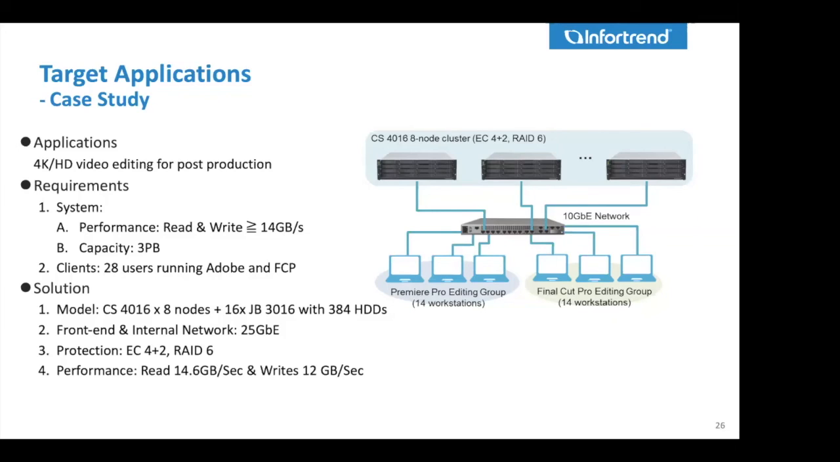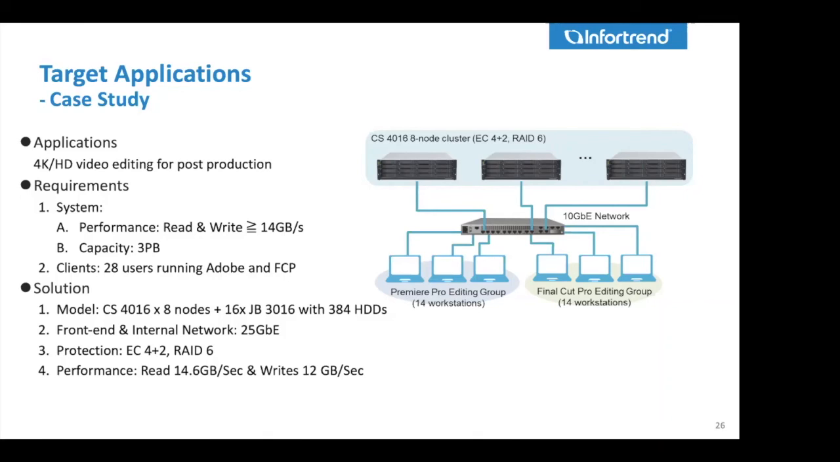And then they have their 2000 series, which is their lower performing system, which is targeted at that kind of large bit bucket archive, active archive type market. So for this one, they were using the 4016, which is their higher performing 16 bay 3U, had 8 nodes. Each of those nodes had 2 expansions, and there's a total of 384 disks running a RAID coding of 4+2 and an underlying RAID 6.